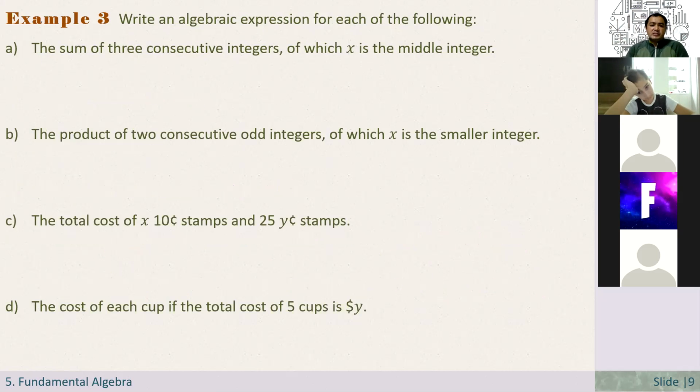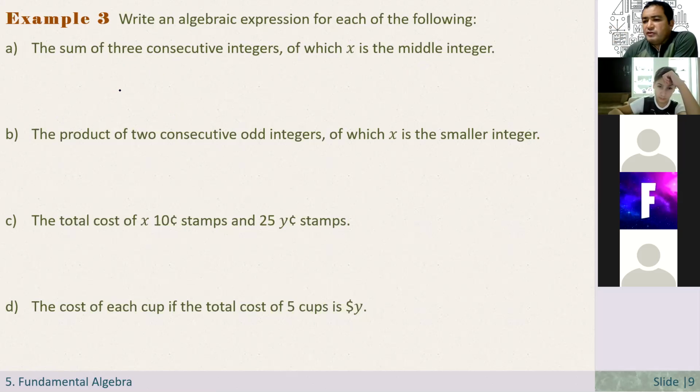Okay, guys, let's continue. Zubayda, can you read example 3A? Write an algebraic expression for each of the following. The sum of 3 consecutive integers, of which x is the middle integer. So the 3 consecutive integers, right? What are consecutive integers? 1, 2, 3, 4, 5. These are consecutive integers. Consecutive means actually followed by another one.